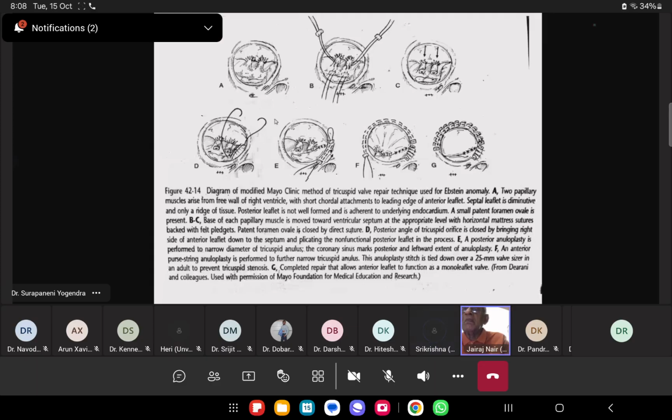In D, the posterior angle of the tricuspid orifice is closed by bridging the right side of the anterior leaflet down to the septum and plicating the non-functional posterior leaflet in the process. In E, posterior annuloplasty is performed to narrow the diameter of the tricuspid annulus. In F, we can see an anterior purse string annuloplasty further done to narrow the tricuspid annulus. This annuloplasty stitch is tied down over a 25 millimeter valve sizer in an adult to prevent tricuspid stenosis. G shows the completed repair that allows the anterior leaflet to function as a monoleaflet valve.